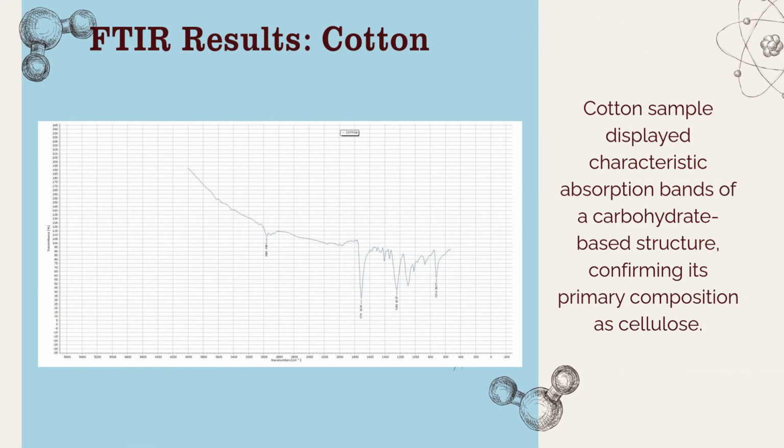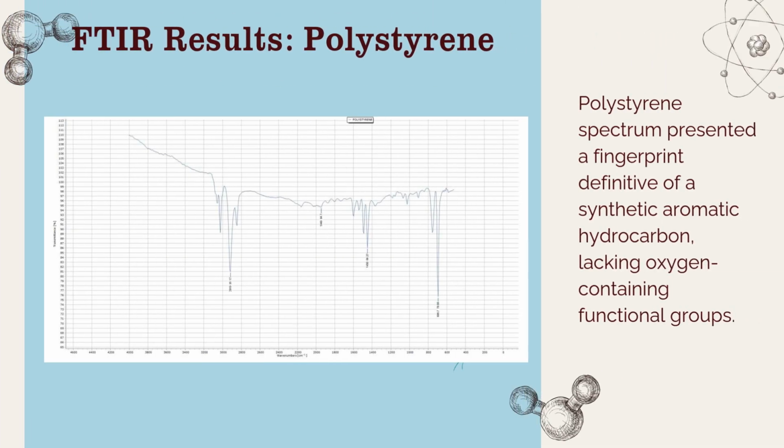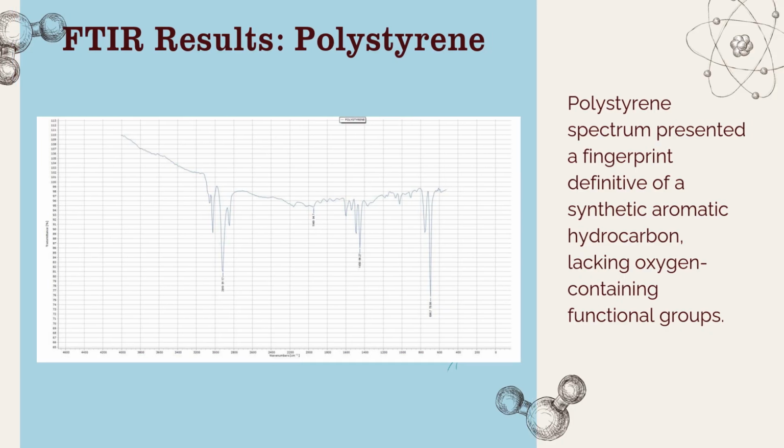The cotton sample displayed characteristic absorption bands of a carbohydrate-based structure, confirming its primary composition as cellulose. The polystyrene spectrum presented a fingerprint definitive of a synthetic aromatic hydrocarbon, lacking oxygen-containing functional groups.